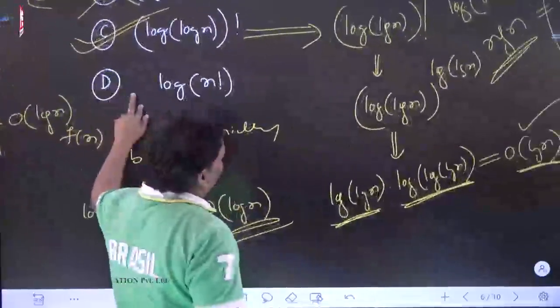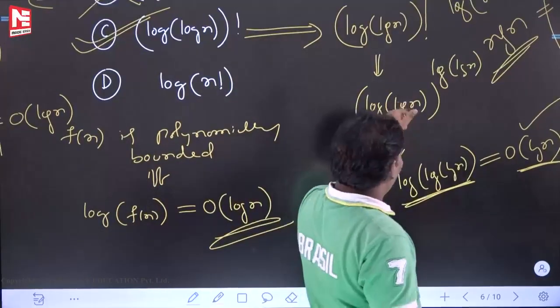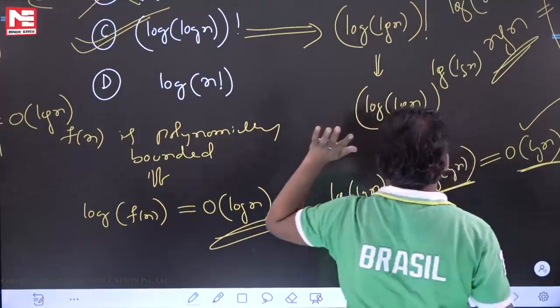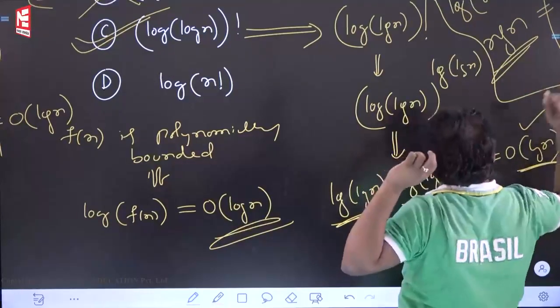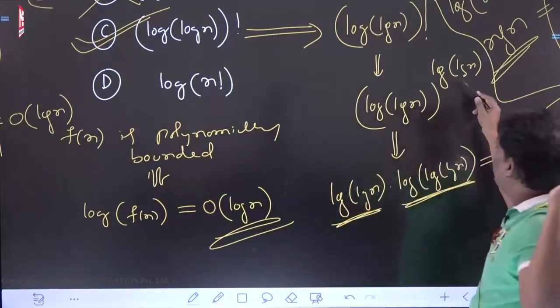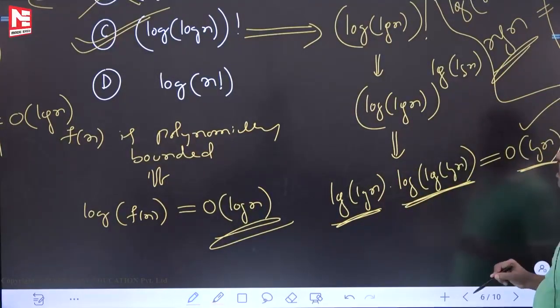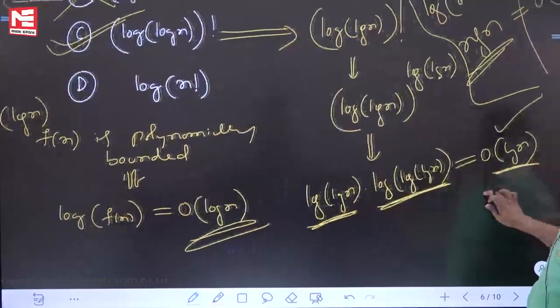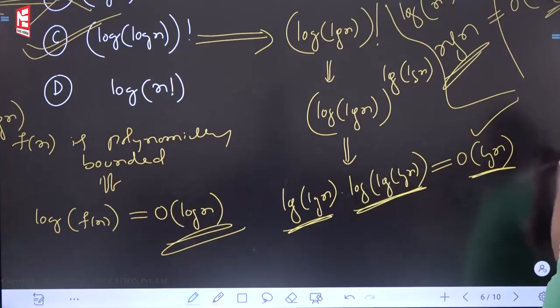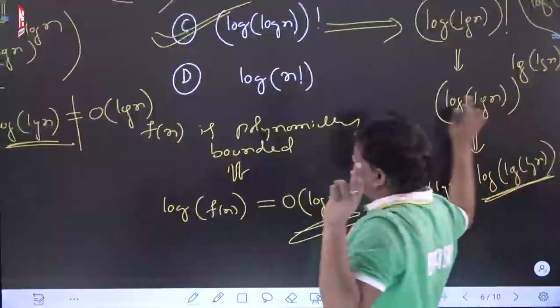Log n factorial, upper bound, log n whole power, log n. Right, next one. If I apply log, because I want log of f(n), then it is going to be log n into log of log n. This is going to be log n. Log n is bigger, so polynomially bounded.